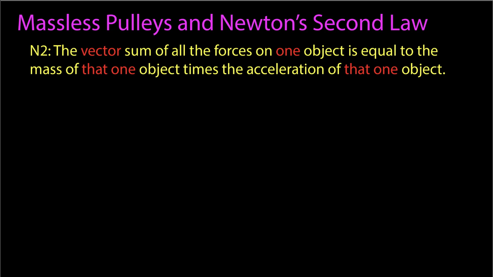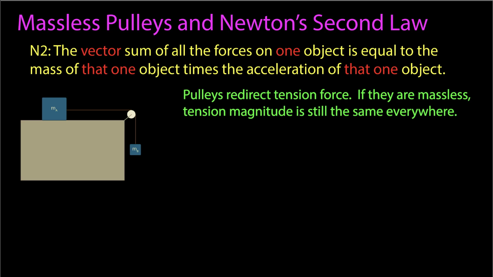I'm going to take a look at massless pulleys and then use them to get more practice using Newton's second law in one dimension. Pulleys redirect a tension force. If they are massless, that still means the tension magnitude is the same everywhere. So here I have a picture of two masses, mass A and mass B, connected by a string over this pulley. And if that's massless, then we would expect the tension in that part of the string to be equal to the tension in this part.